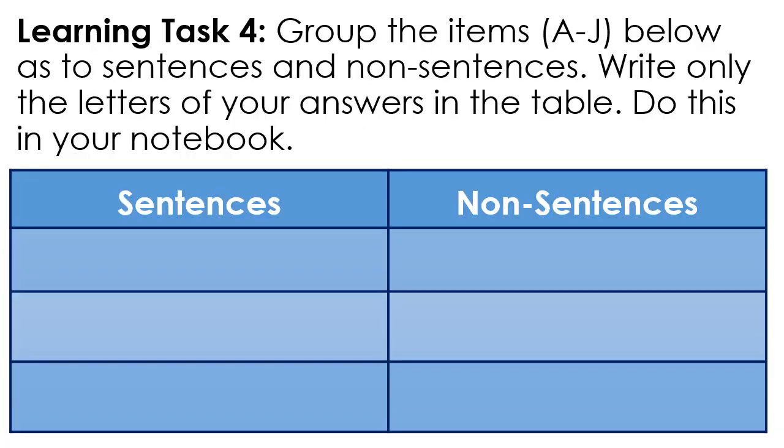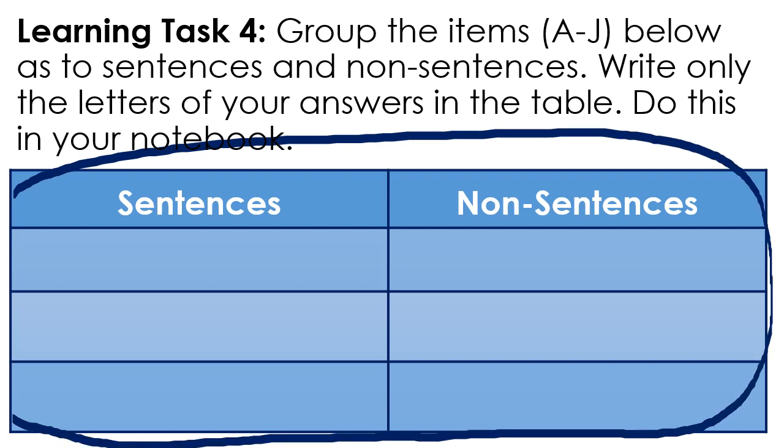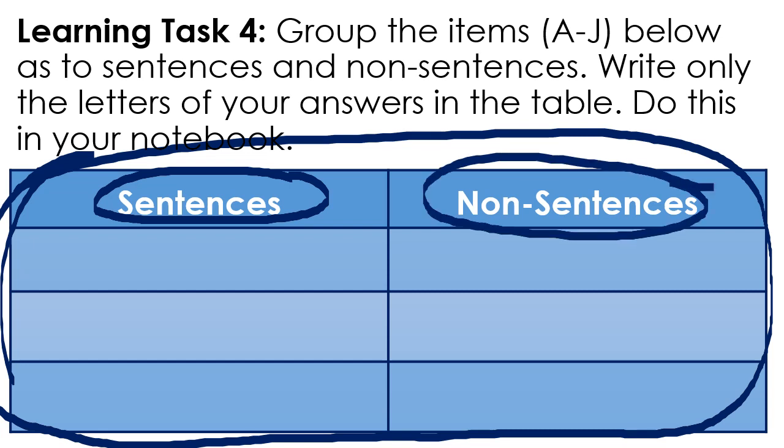For learning task 4, group the items A to J below as the sentences and non-sentences. Write only the letters of your answers in the table. Do this in your notebook. So in your notebook, you have to write this. Gawa ka ng ganitong table, or pwede ring wala nang ganito. Kahit yung nakalagay lang sentence, tapos sa baba nun, doon mo ilalagay yung letter ng example ng sentences, tapos sa baba ng non-sentences, lagay mo lang yung mga letters. Pwede na hindi mag-table, importante ma-identify mo alin dun yung sentences, alin dun yung non-sentences. So, ito na yun.